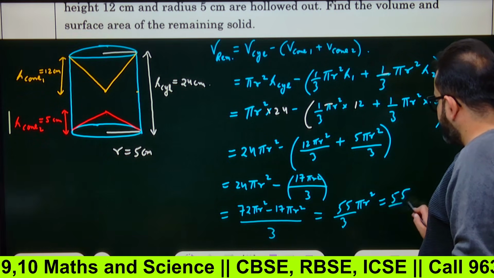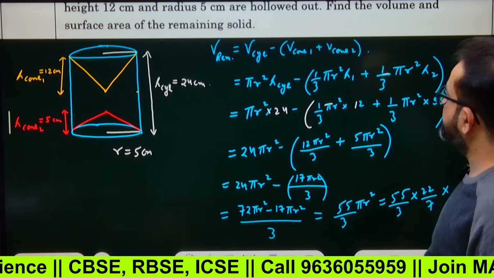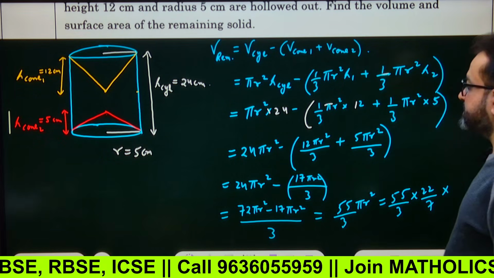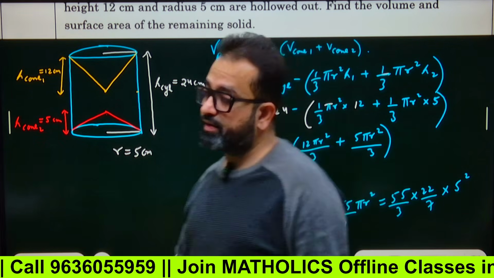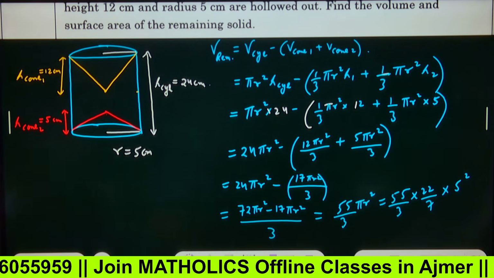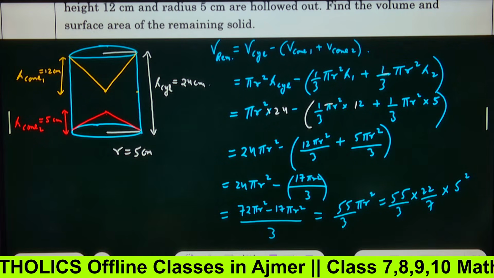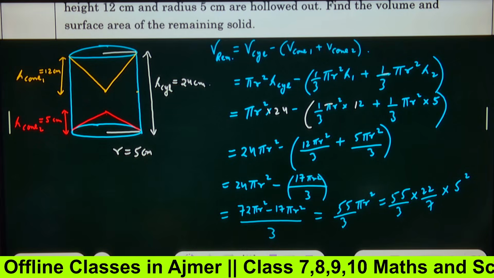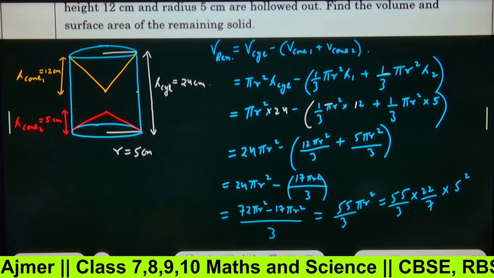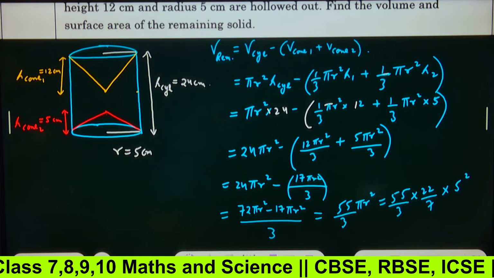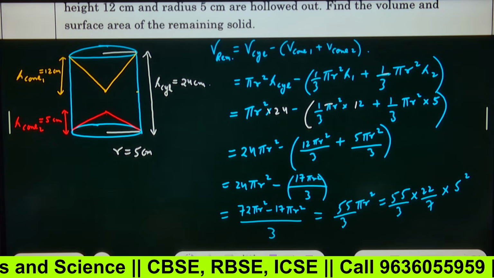Now calculate. 55 by 3 into 22 by 7 into r square. What is radius? Radius is 5. That means 5 square. Can anyone calculate this thing? If you calculate in the starting, now you'll get confused. So volume is 55 by 3. You have to calculate, my dear. So it is 55 into 22 into 25. Do first this, then divide by 63.